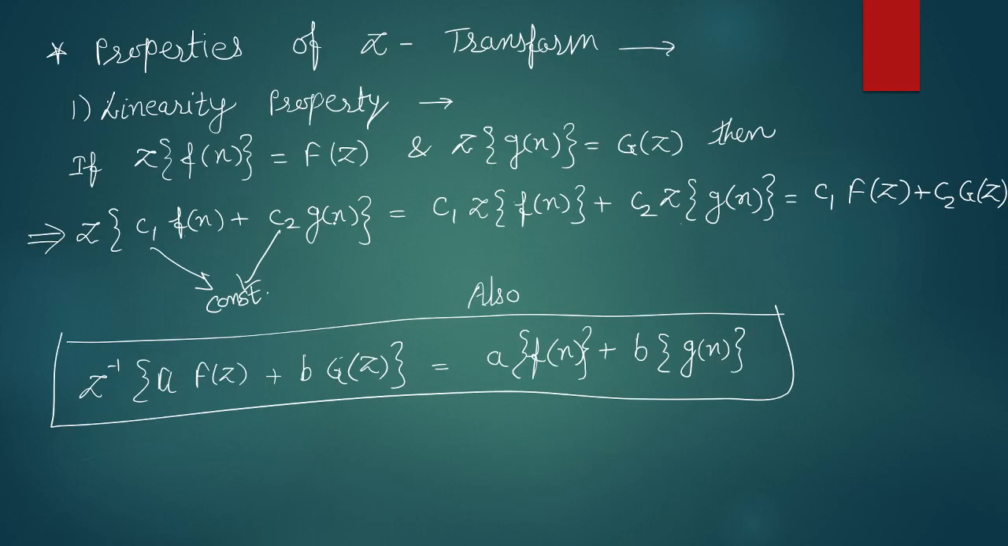Then f of n and g of n, if we consider this complete value and apply the definition of Z transform, then C1 and C2 we can take outside the summation sign, and the remaining terms we write down as C1 Z transform of f of n plus C2 Z transform of g of n. Now this Z transform of f of n can be written as capital F of z, and Z transform of g of n is written as capital G of z. The same formula we write down in the form of Z inverse.